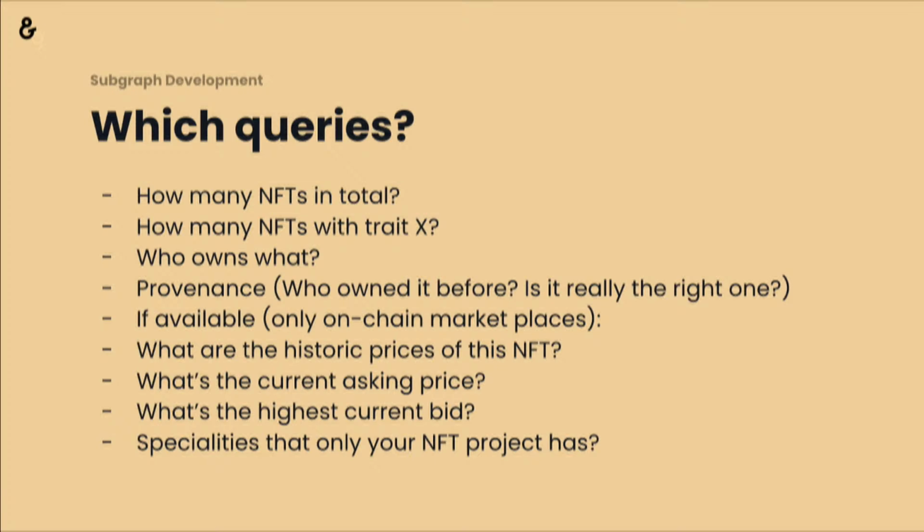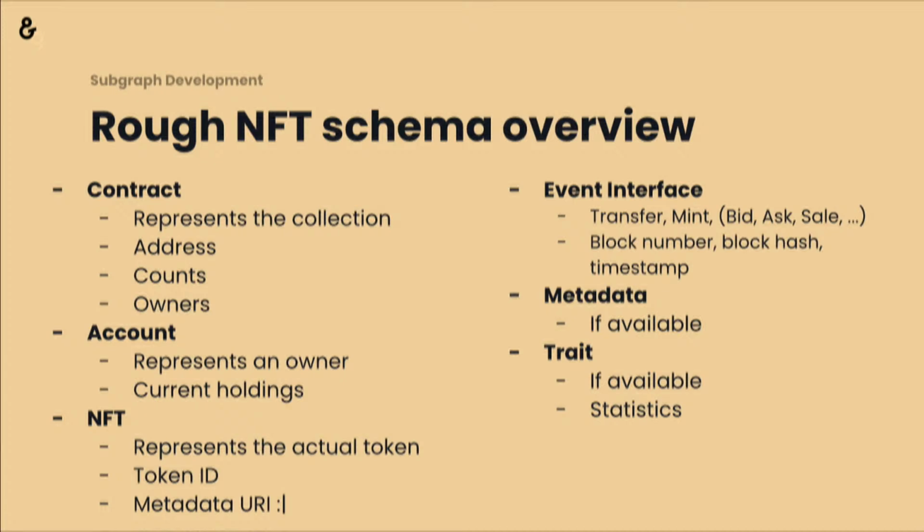Then you can start to think about what kind of questions you want to ask. What questions do I want to have answered through my subgraph? For the NFTs: how many NFTs are there in total? How many NFTs have this trait X? Who owns which NFT? What's the provenance? Who owned it before? Is it available when we have on-chain markets? What is the historic price? What's the current asking price? And so on and so forth. So you start to think about that, and then you can come up with a schema.